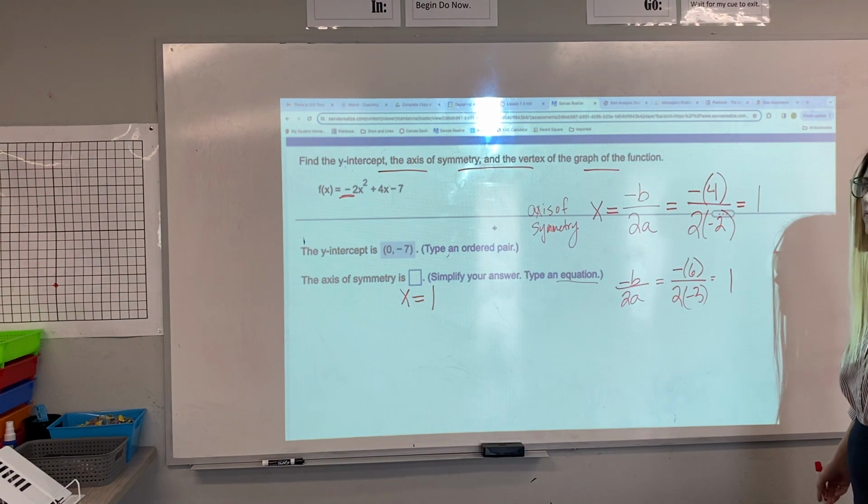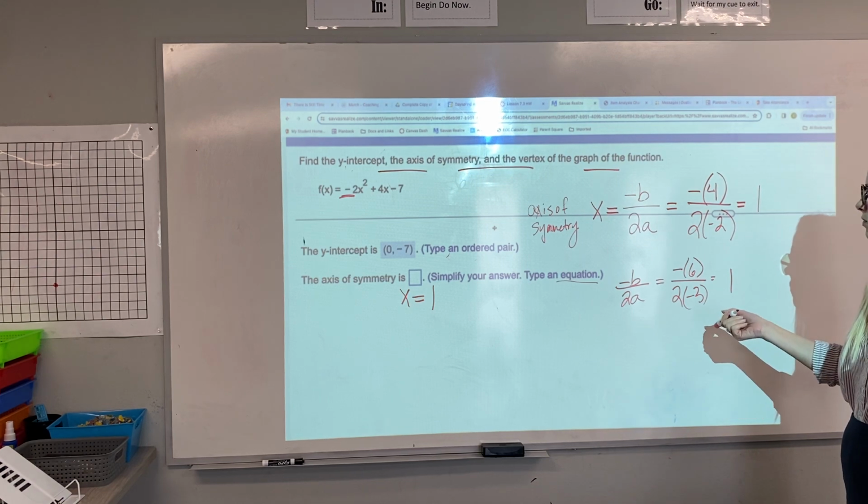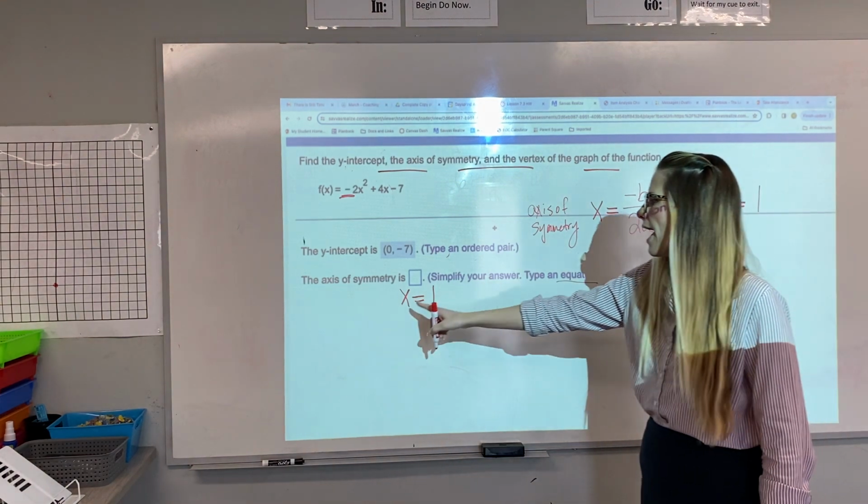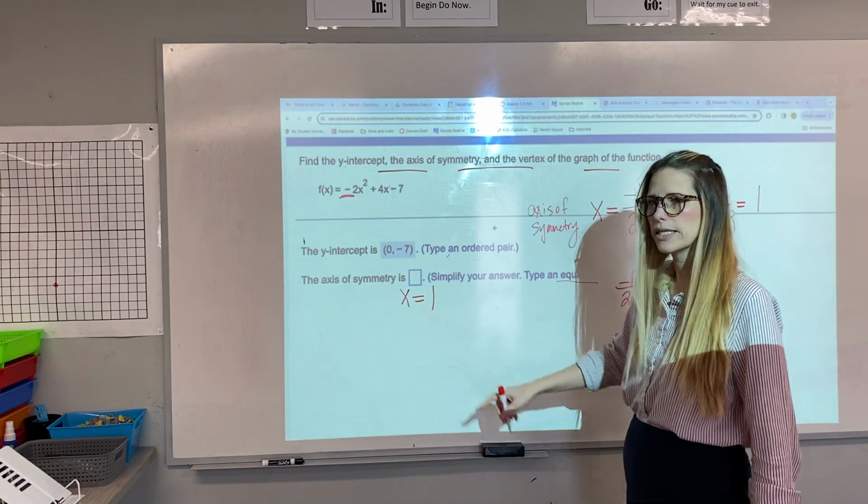It's the same thing. You can't figure yours out either? No. Did you plug it in? Do we have to put it in like the fraction? You say x equals 1.